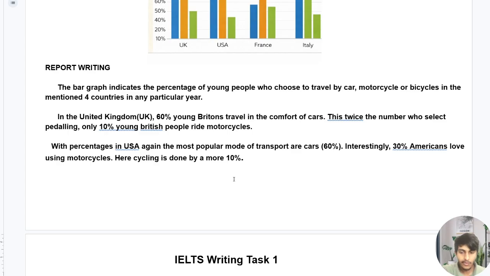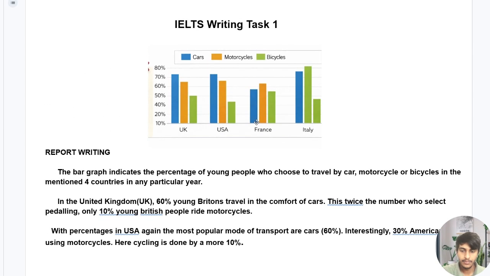Motorcycles are again low, just slightly above 10%. So "slightly more than" is very important. IELTS does not want you to repeat exact numbers again and again. Approximate language shows maturity in writing.